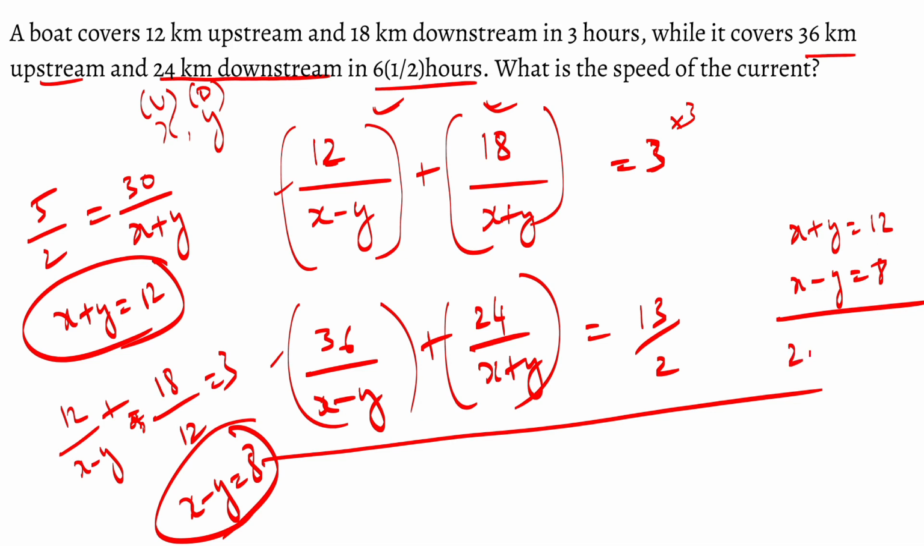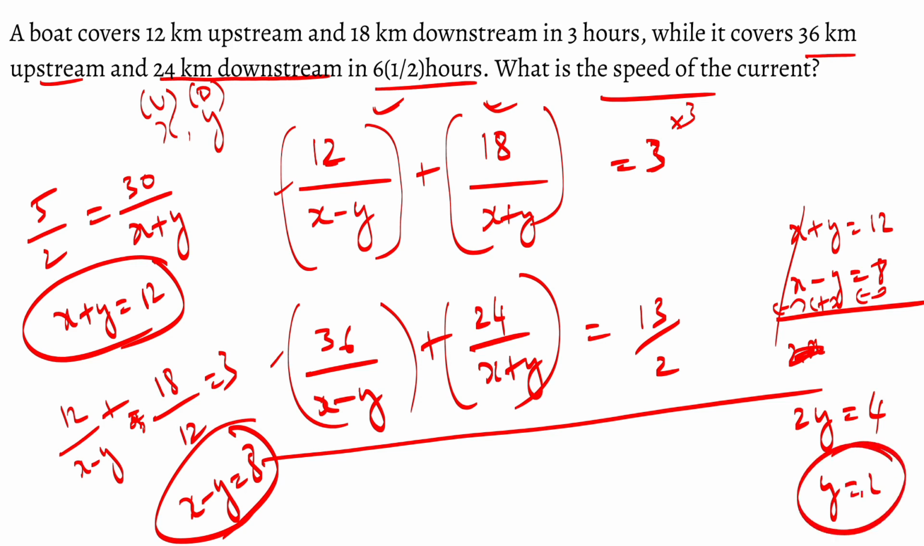So we are asked to find out the speed of the current, right? So 2y will be equal to 4, y will be equal to 2. So the speed of the current is 2 km/h.